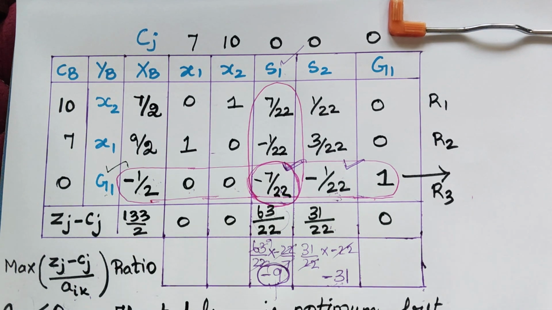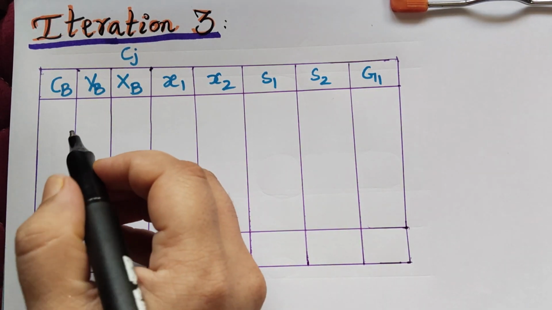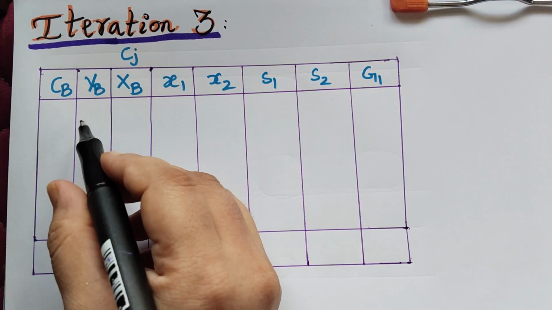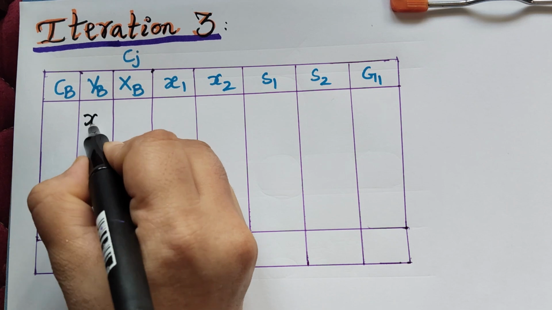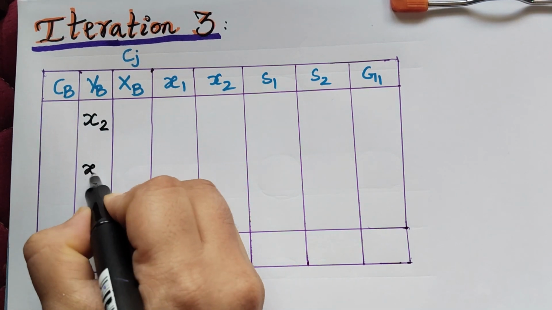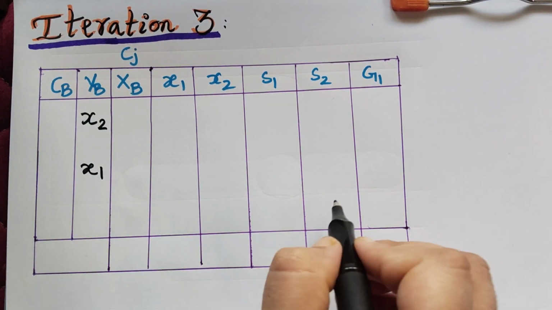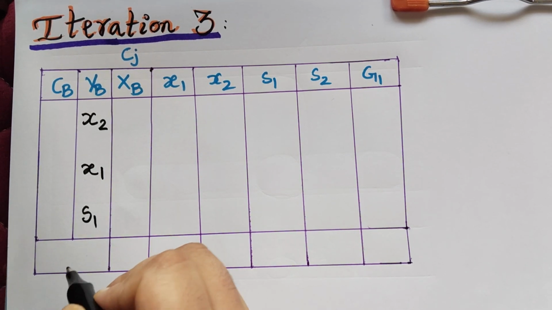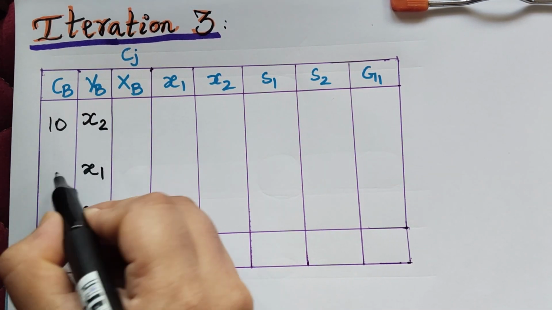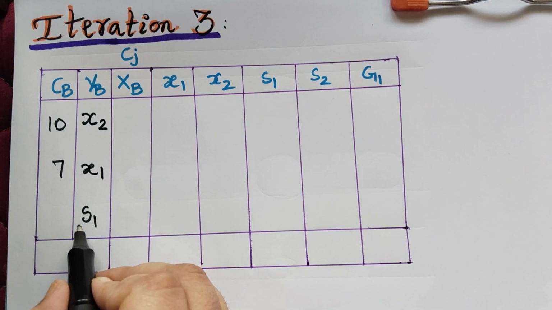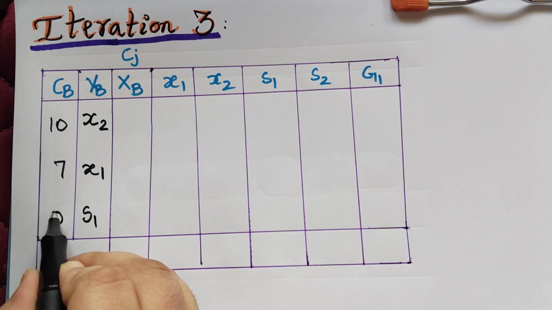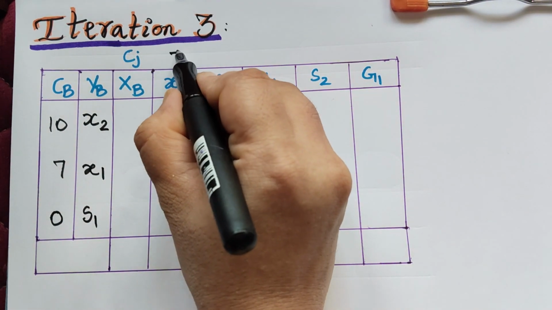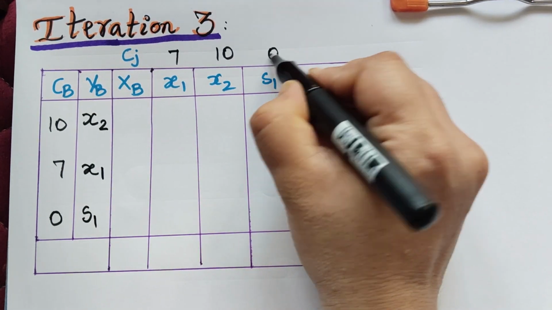So we move on to iteration 3, where we will drop G1 and we will introduce S1. So now first we will write in this iteration the YB column. We know that we already have X2, we also have X1. Now G1 leaves the table, and what has entered in its place? S1 has entered. And the cost is 10, 7. And the cost of the slack variable S1 in the objective function is 0 only. And Cj also here same only, 7, 10, 0, 0 and 0.